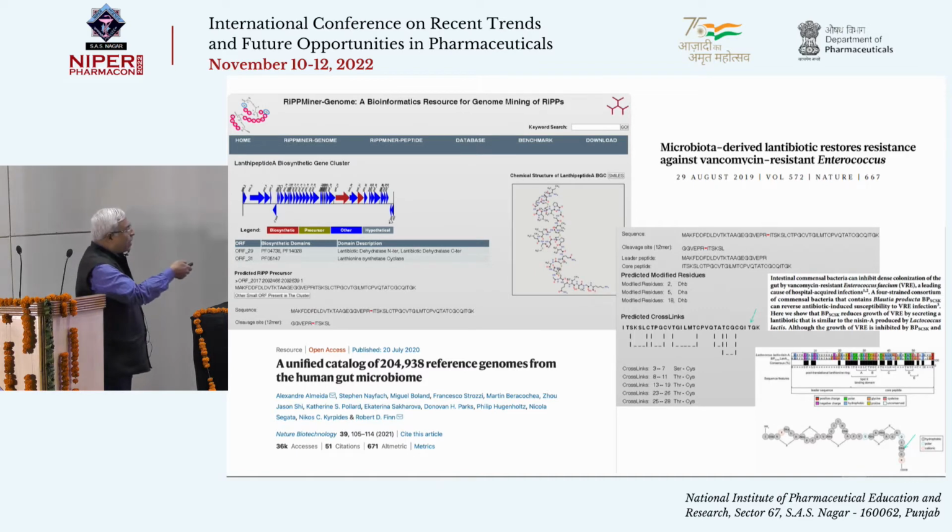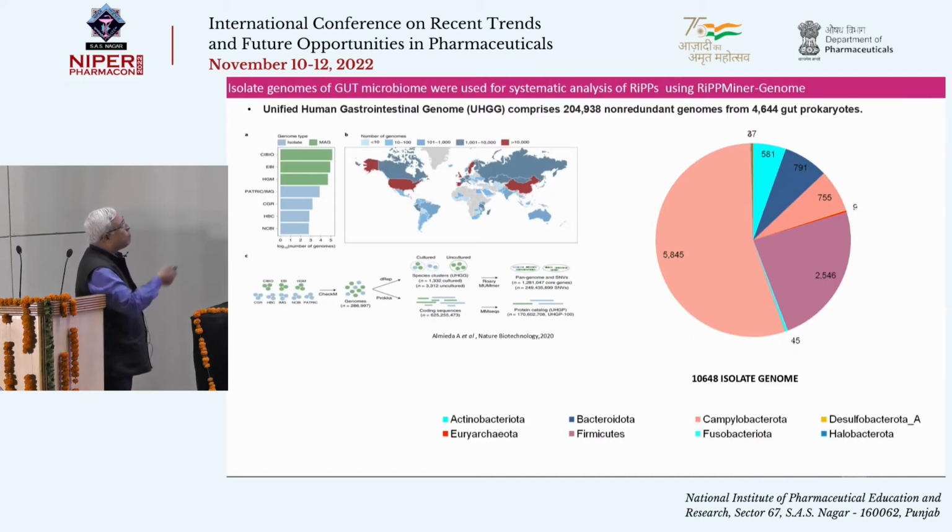And this encouraged us to look into the whole microbiome, and there are different types of microbiome data. Some are isolates, these are complete genomes, or some will be MAGs, metagenome assembled genomes.